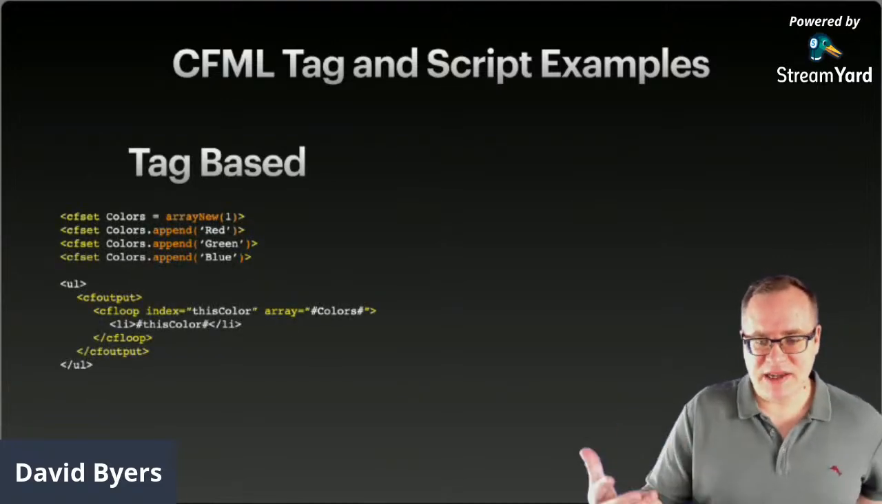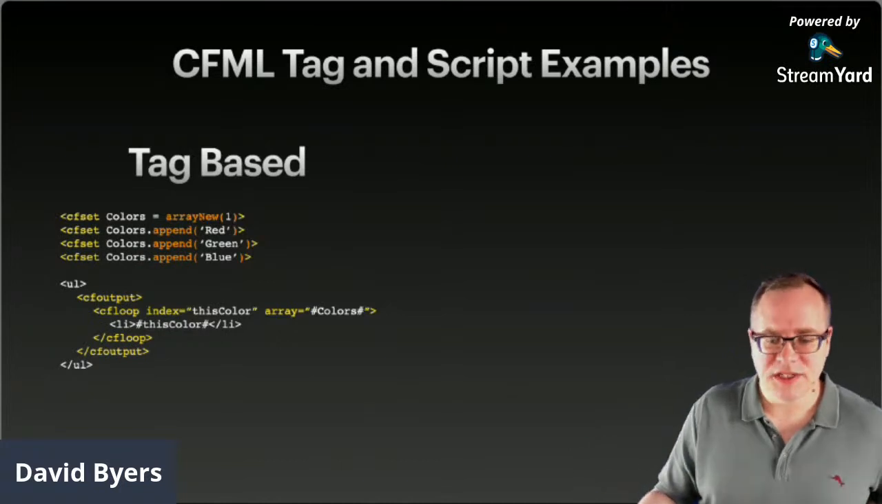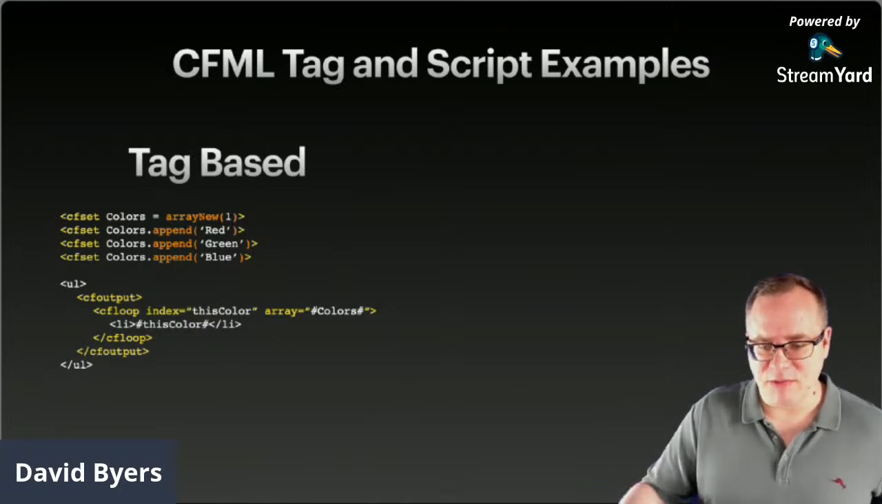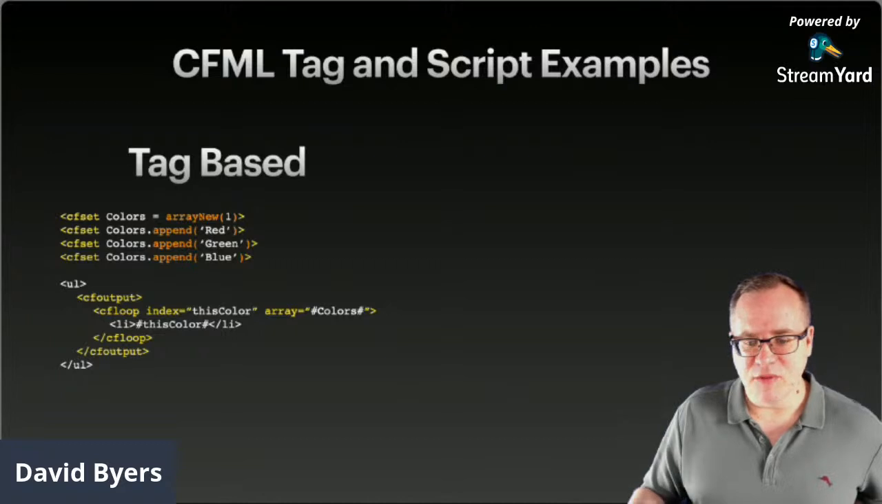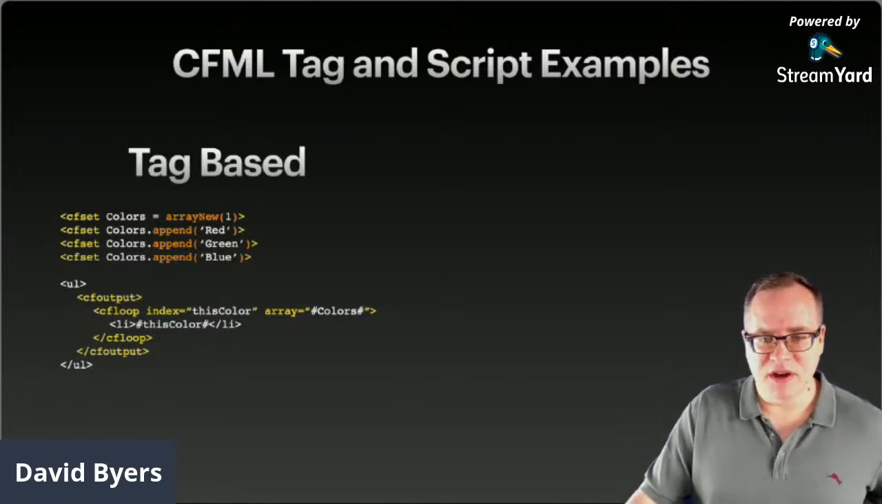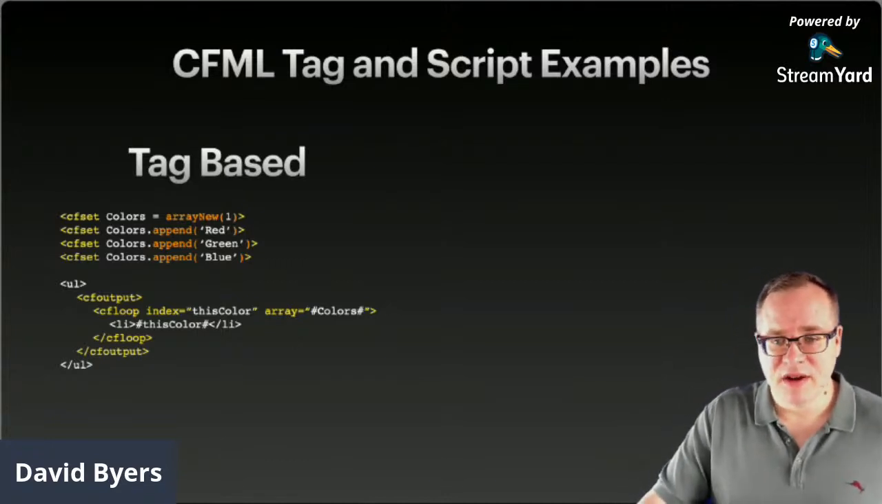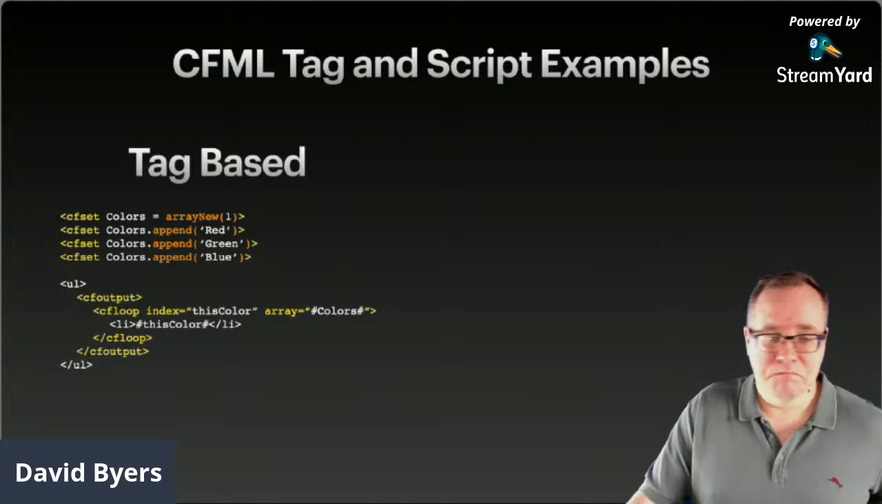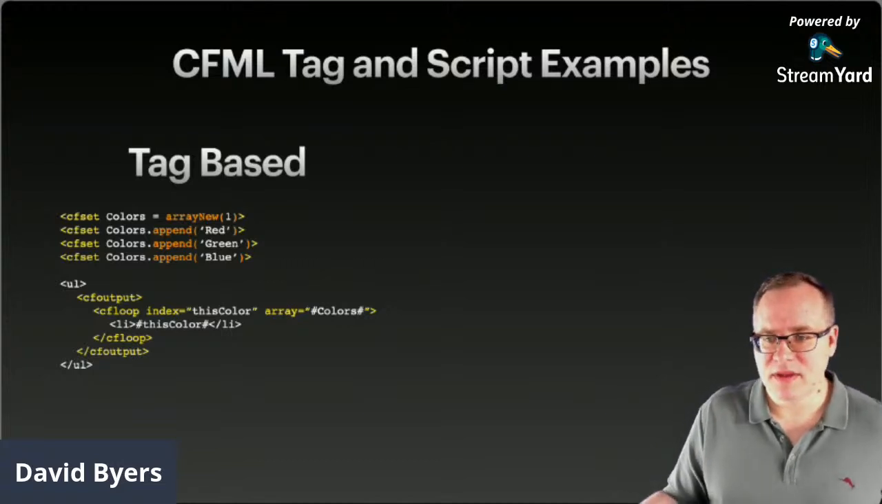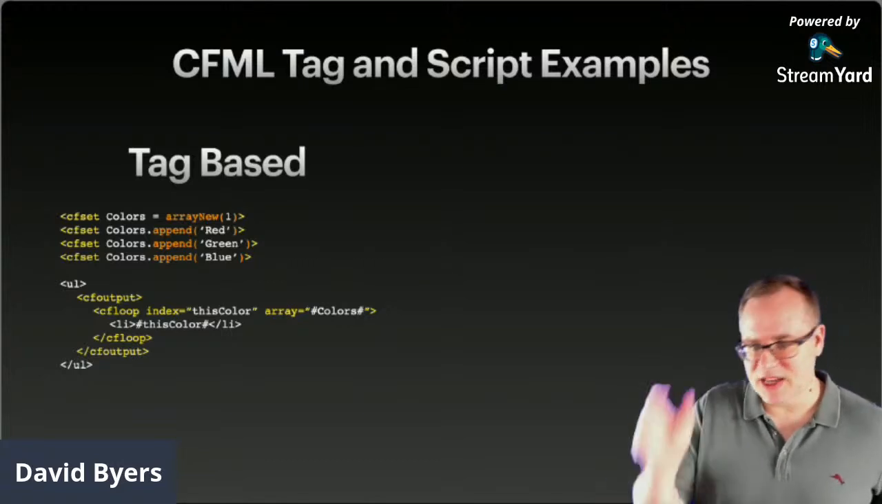I'm going to set an array of colors, and I'm going to append to that array different values of red, green, and blue. Then I'm going to create an unordered list. I'm going to loop over that array, and I'm going to display the color. So what should end up on the page is a bulleted list that says red, green, blue.